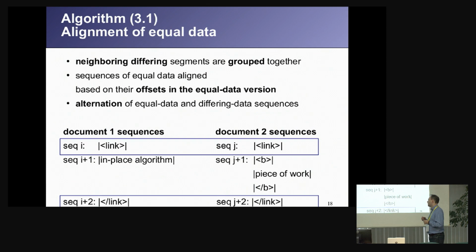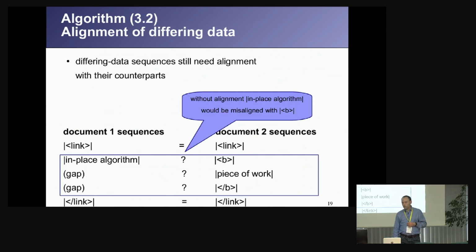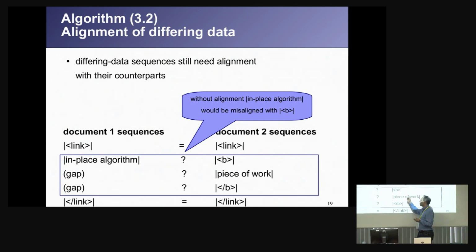Therefore, sequences of differing data, like sequence I plus 1 and j plus 1, are also implicitly aligned with one another because what's before and what's after are already aligned. But the question that remains is that differing data sequences still need alignment within sequences. So if nothing is done, if no alignment is done, we'll have the text chunk aligned with opening B tag.